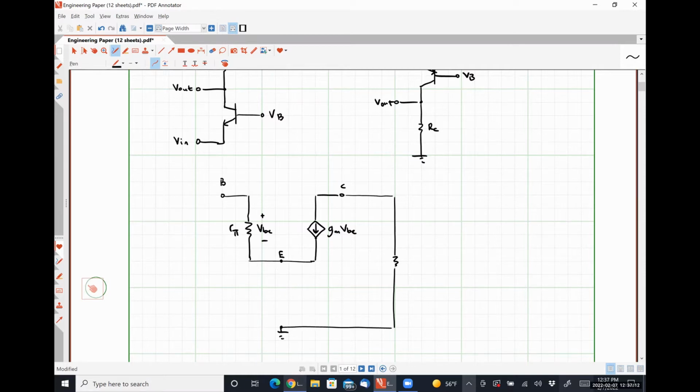Our base terminal is also connected. Donald, you got a question? So this is VBE, GM-VBE, R pi, base, collector, emitter. This resistor right here is going to be RC as soon as I remember to write that part down.